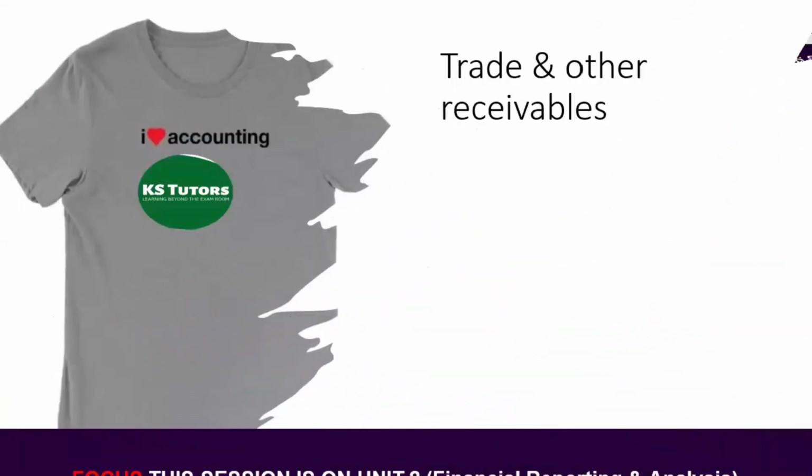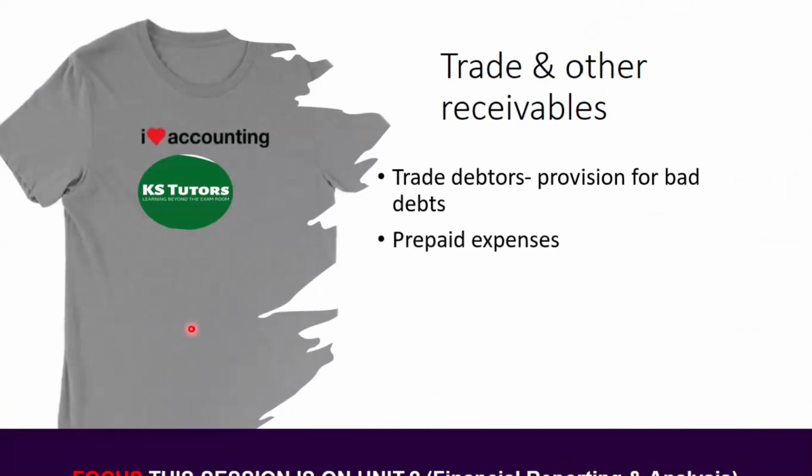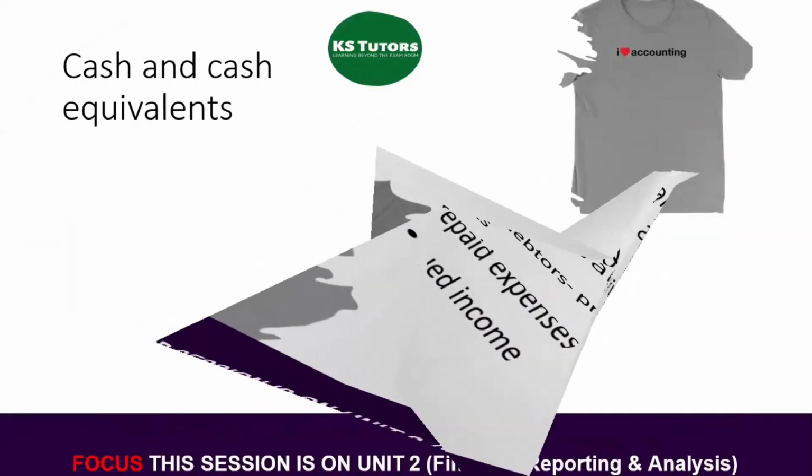Then the next one is going to be your trade and other receivables. Remember, these are current assets, and this will constitute your trade debtors. And please, from the trade debtors, ensure that you subtract provision for bad debts. And where will this come from? It will be provided under the adjustment, maybe 5% of debtors. So you subtract that so that you arrive at net debtors. The likes of prepaid expenses, your accrued income. So all those will be put there.